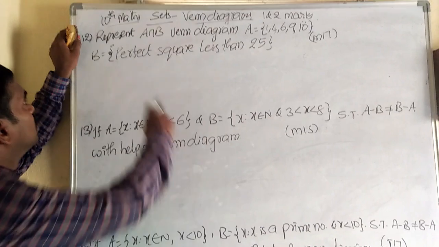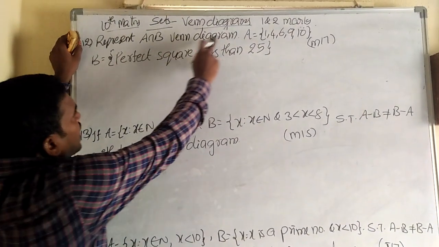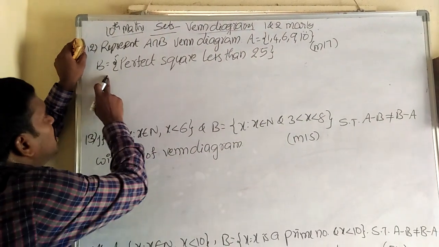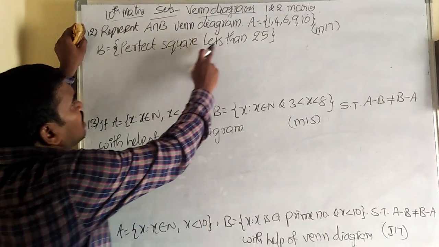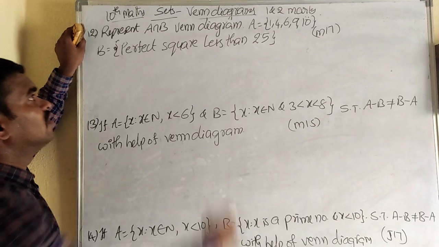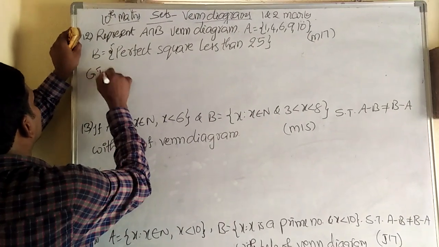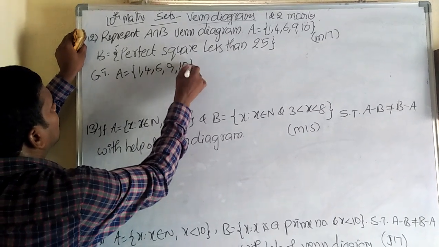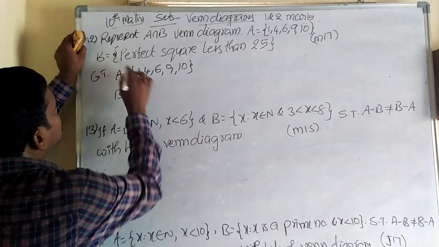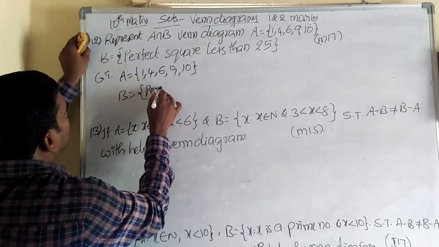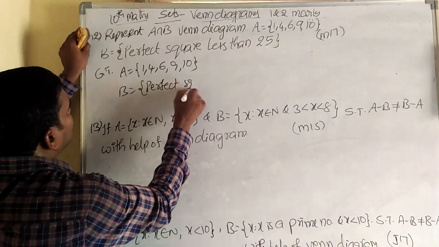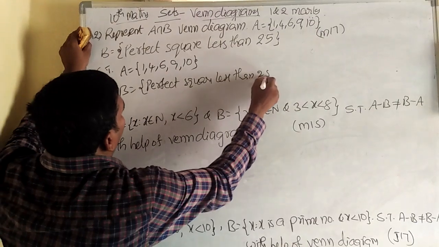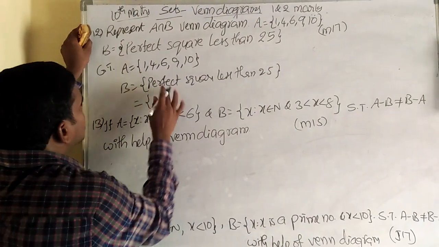Next, going to another question. 12th question. Represent A intersection B in a Venn diagram, if A equals 1, 4, 6, 9, 10 and B equals perfect squares less than 25. First of all, given that A equals 1, 4, 6, 9, 10 and B is mentioned as perfect squares less than 25. So what are the perfect squares?